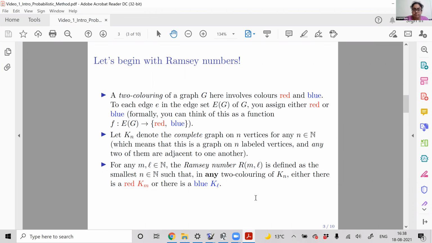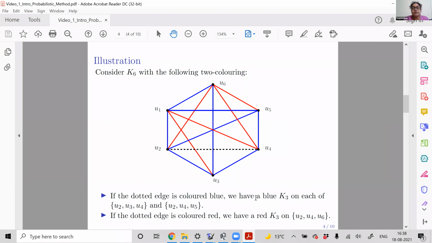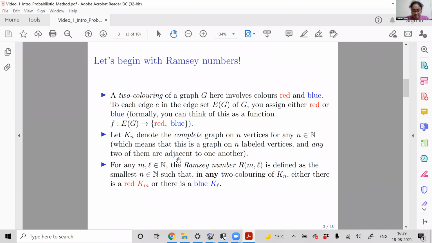Okay, so here is an example. You can actually show that R(3,3) is equal to 6. Here I start with 6 vertices, U1 through U6, and I was trying to color the edges, avoiding as much as possible any monochromatic triangle. I should have said at the very beginning that I'm looking at R(3,3), so m equal to 3, l also equal to 3.